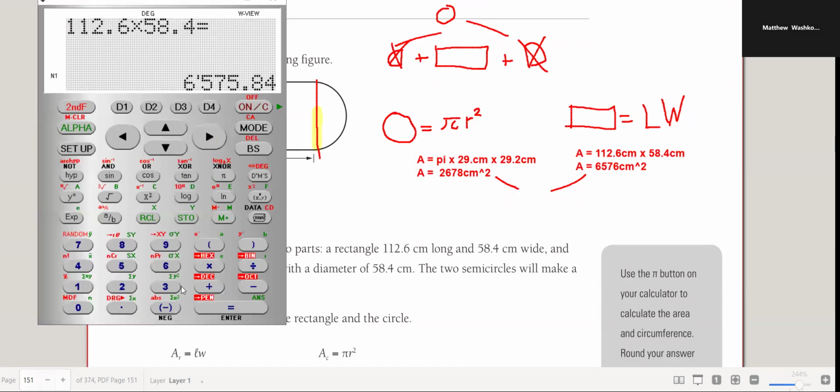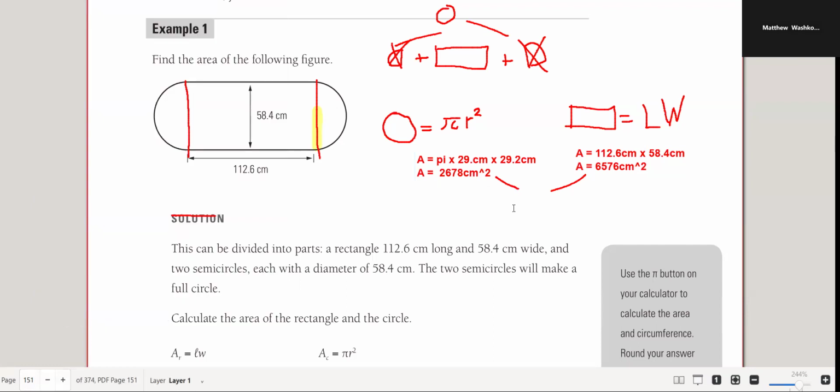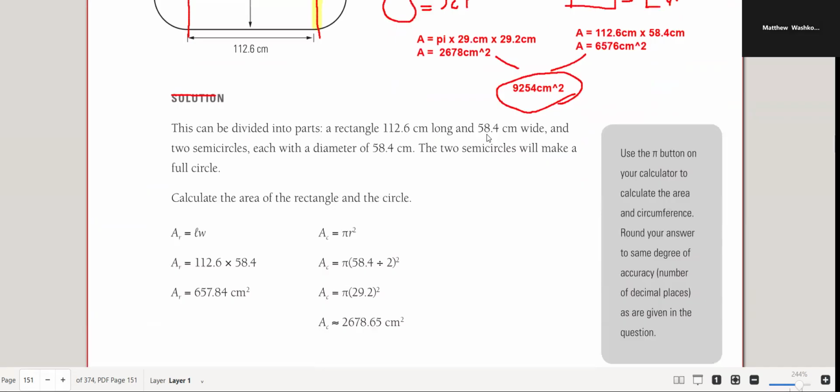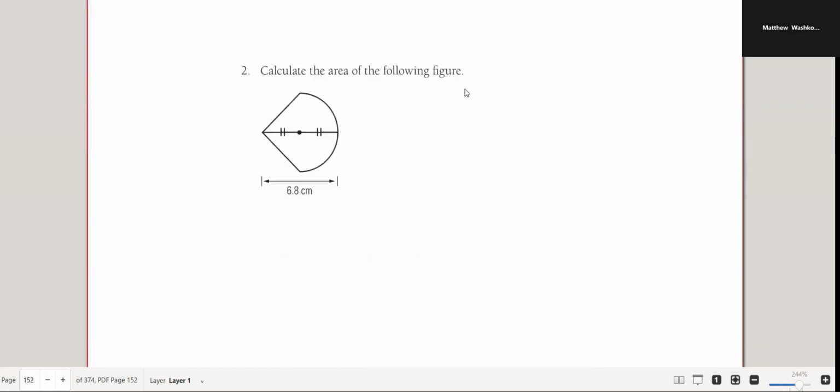So 6,576 plus 2,678. That's my cat if you can hear him. Let me say that again. 6,576 plus 2,678 is 9,254 square centimeters. My final answer, I'm going to circle it. So that's how we do it, right? You break it up. Not so much the case sometimes with our other ones.